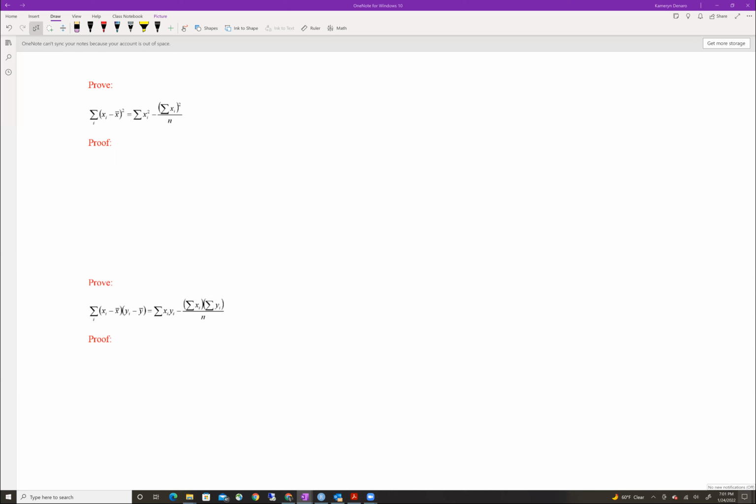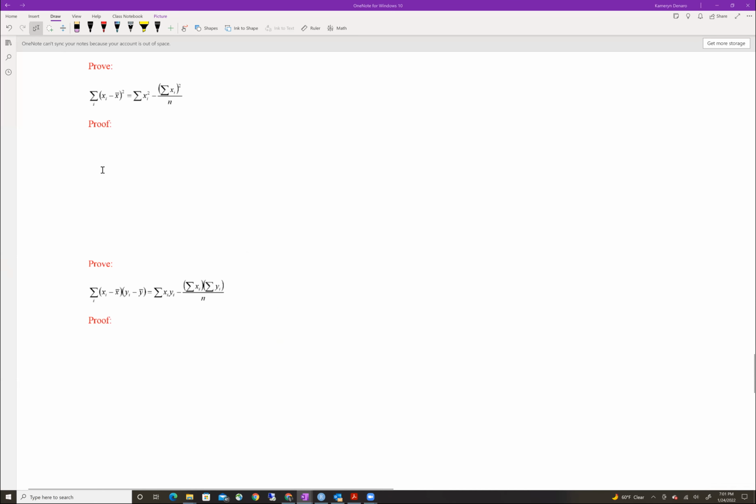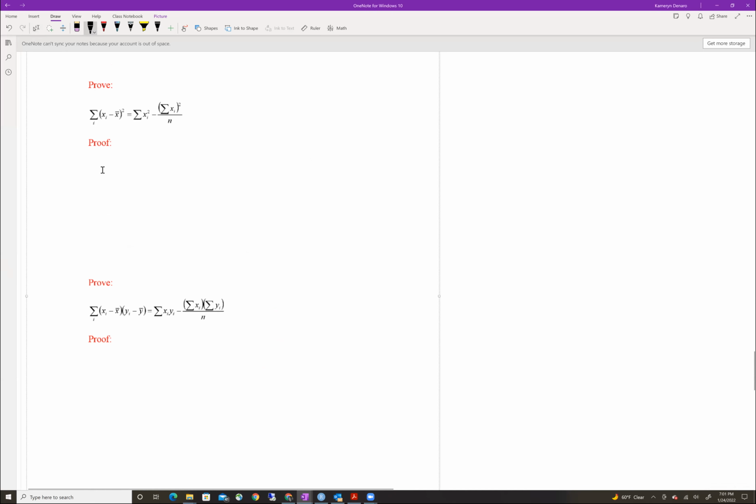Everyone. We are working through chapter 11. We left off on the proof of the sum of the x deviations squared, right? If you remember, last time we talked about the definition of SXX. All right, so we have SXX, the sum of the x deviations squared.